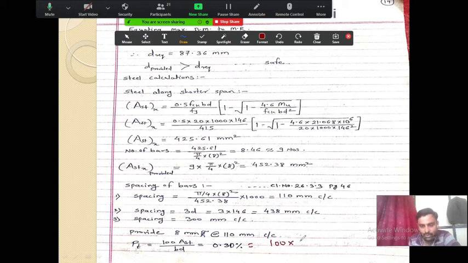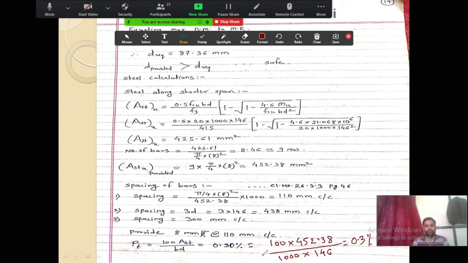What was the value of Ast? It is 452.38, divided by bd. B is 1000, and d is the effective depth, which is 146. If you do this calculation, check whether you are getting the same answer as given over here. The answer is 0.30, so you will get the same answer. This is 0.3%.